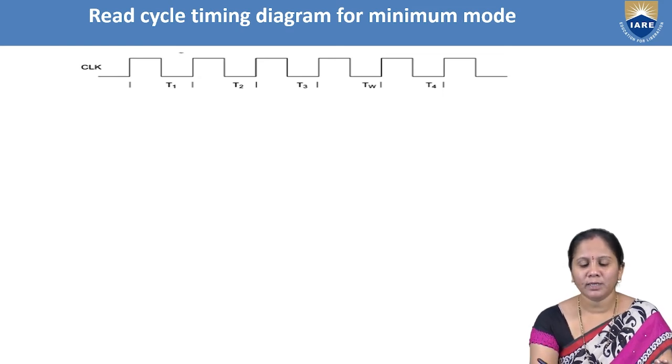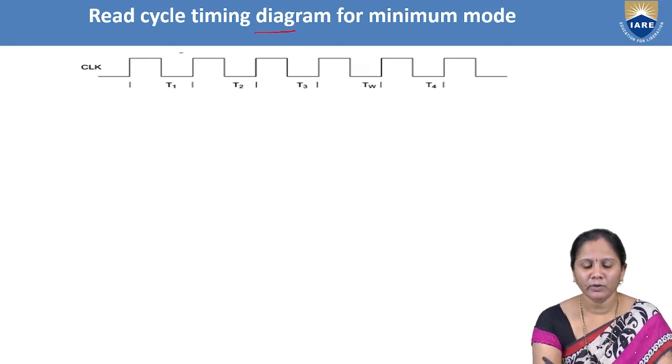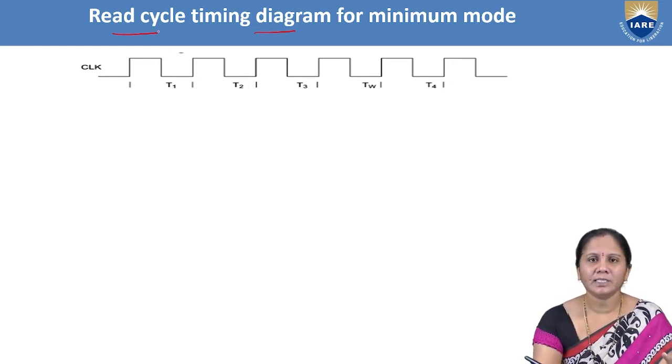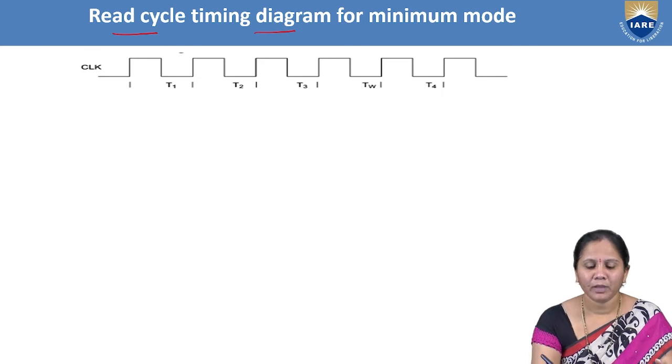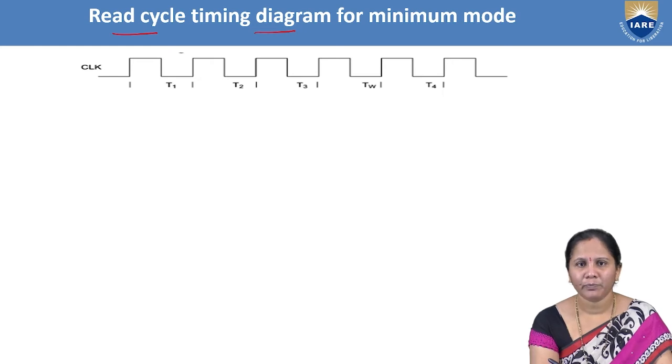Next, coming to the timing diagrams, the operation of the 8086 microprocessor can be discussed with the help of timing diagrams, with the help of the read cycle and write cycle. Coming to the read cycle, we have to recall the bus cycle. One bus cycle represents 4 T states.